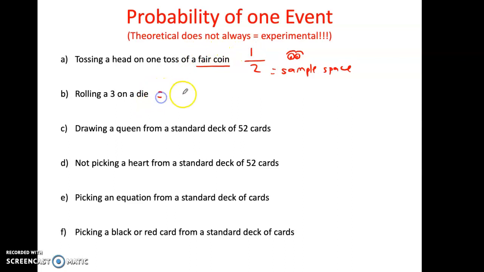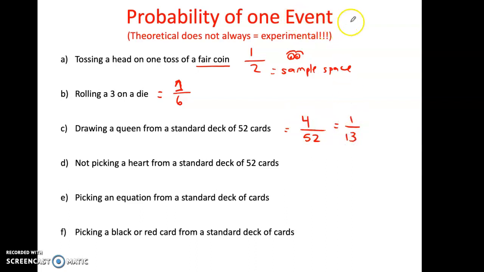Rolling a 3 on a die. Again, the sample space is 6. We want to know what we'll have for a 3, so it's 1 out of 6. Drawing a queen from a standard deck of 52 cards. Well, there are 52 cards in a deck, and there are 4 queens. And you always have to reduce: 1 out of 13.